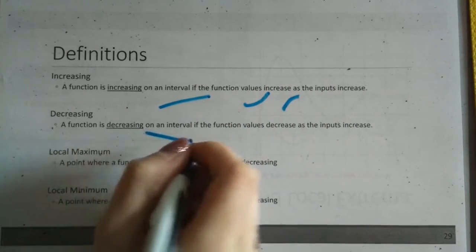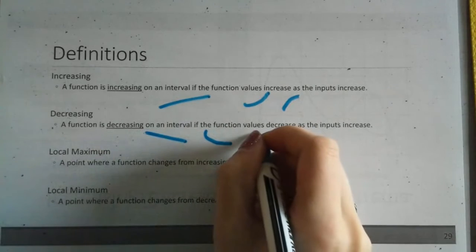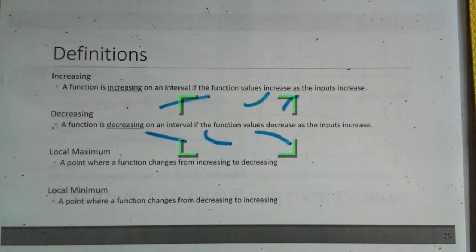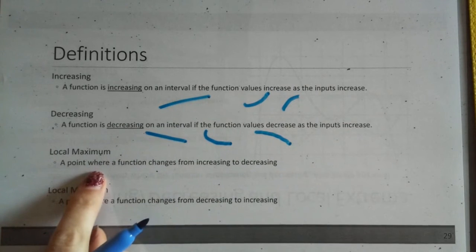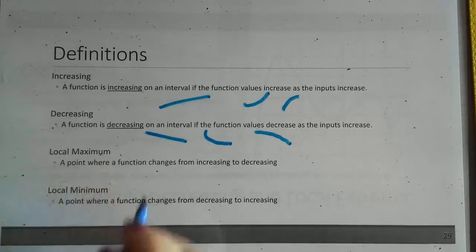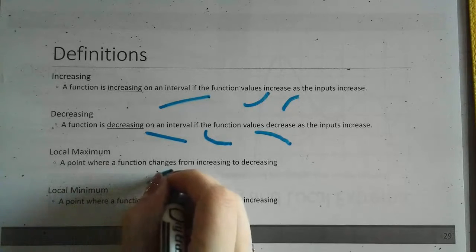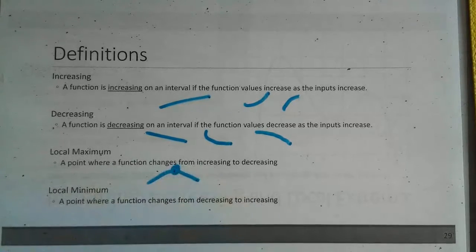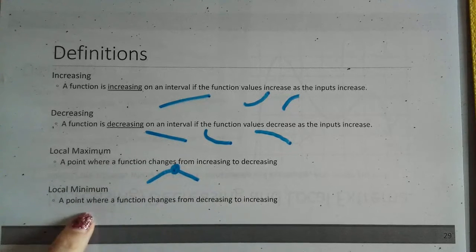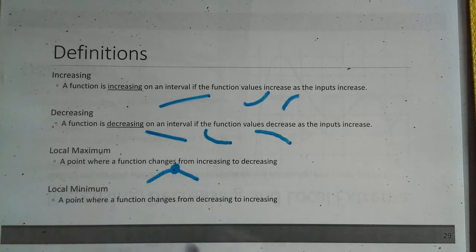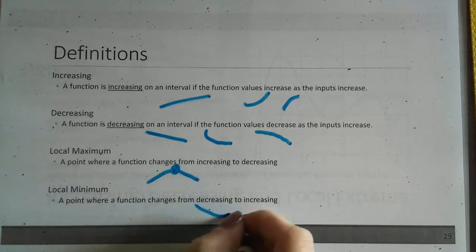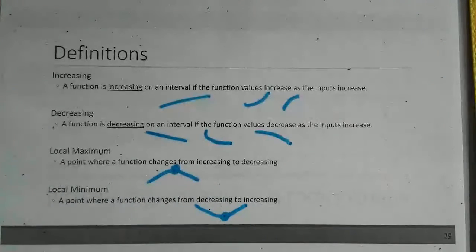Similarly, decreasing means going down from left to right. So a function is decreasing on an interval if the function values decrease as the inputs increase. So we're going down. A local maximum is a point where the function changes from increasing to decreasing. So if we were going up and now we're going down, that top point is going to be a local maximum. It's going to be on the top of a hill. A local minimum is a point where a function changes from decreasing to increasing. So if we're going down and then we start going up, that bottom point is going to be a local minimum. It's the lowest value in that little area.